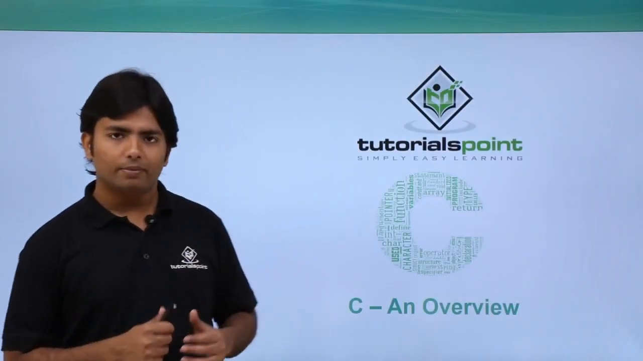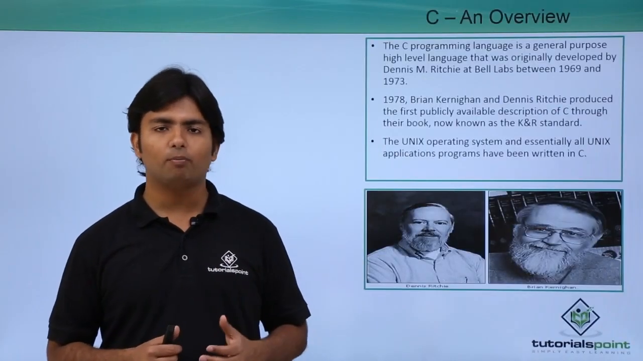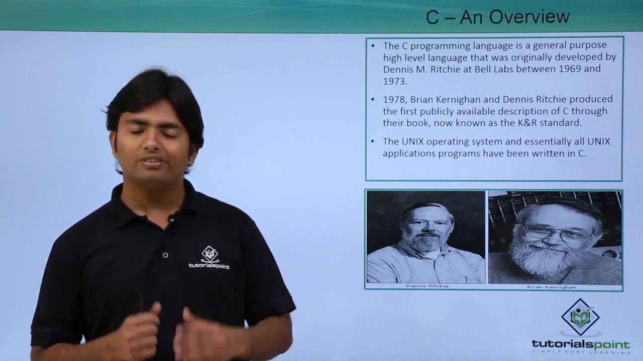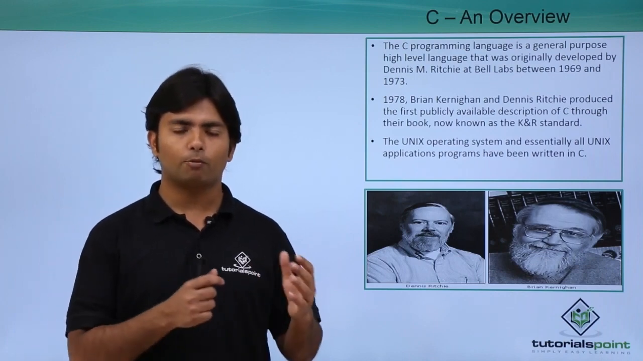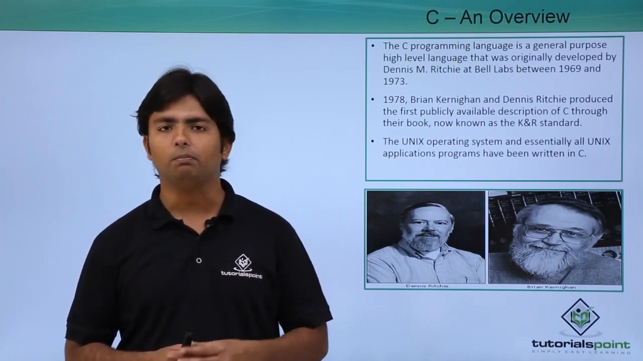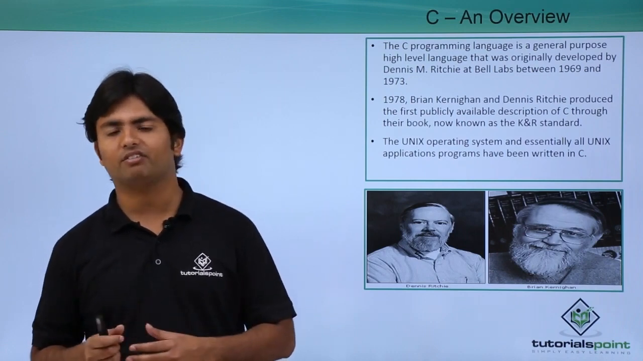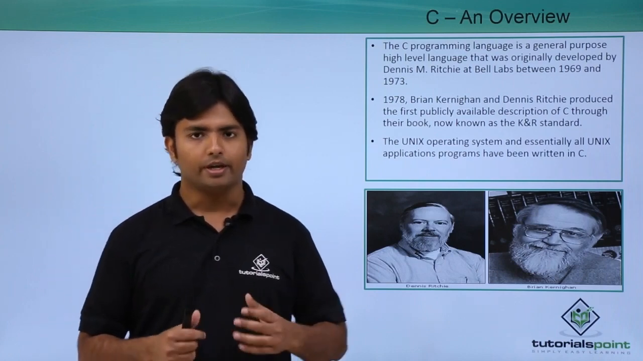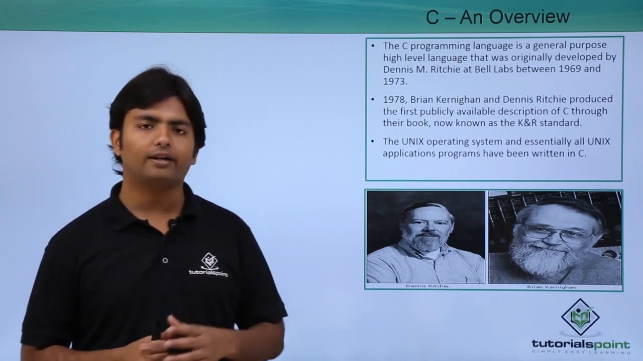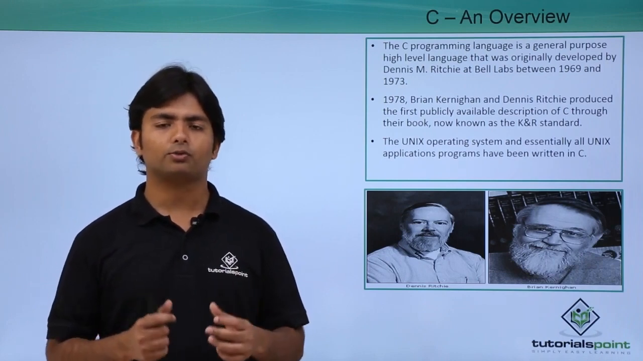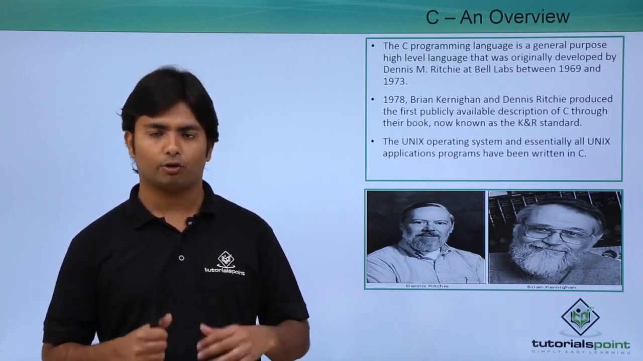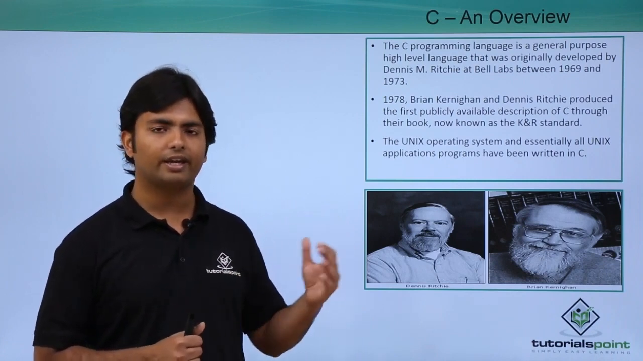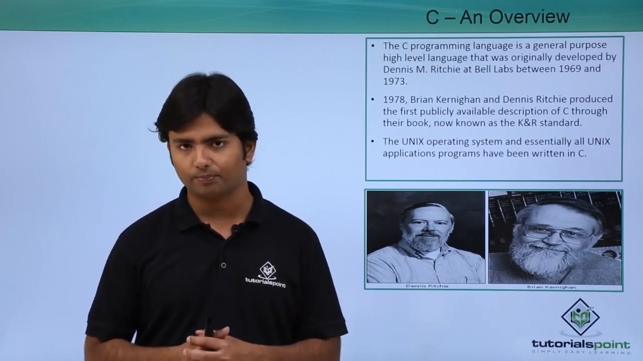So basically, C language was developed by Dennis MacAlistair Ritchie in 1973. He started working on C language from 1969 at AT&T Bell Lab, and by 1973, he was able to successfully create the C language. In 1978, along with Brian Kernighan, he wrote the first book used to learn C language for users. That is also called KNR Standards, where KNR stands for Kernighan and Ritchie.